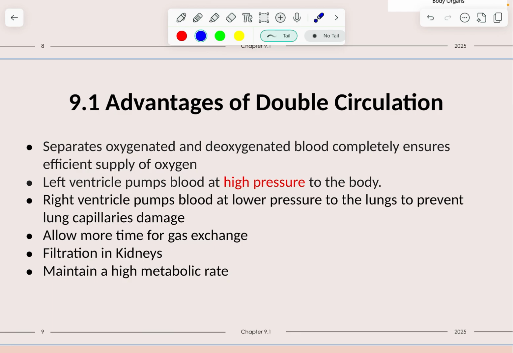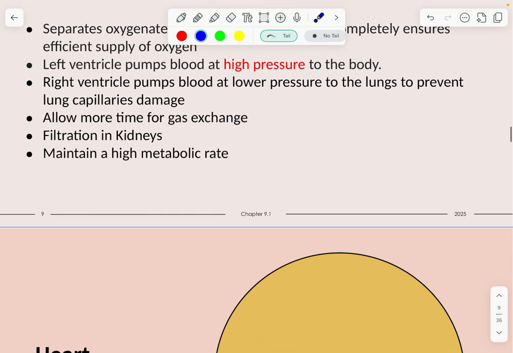And also it allows more time for gas exchange. That actually relates back to this part. And it also allows filtration in the kidneys and maintains a higher metabolic rate. This one we'll go through during the excretion chapter in the next few videos.